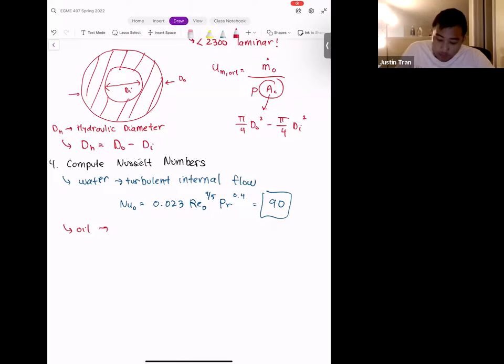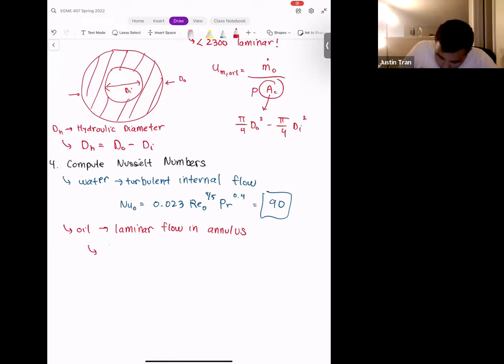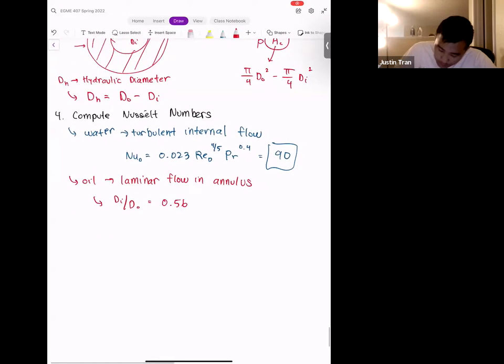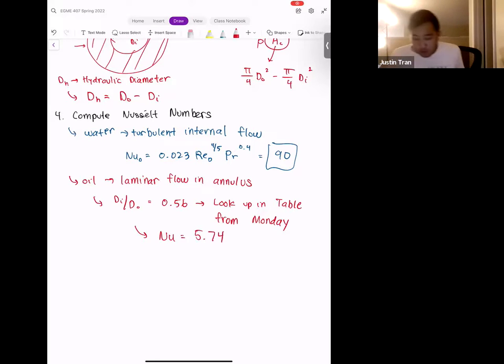And then for the oil, we know that we have laminar flow in an annulus. For these situations, if you remember from Monday, the way that we compute these Nusselt numbers is we take the ratio between the inner and outer diameter. We plug that in for this problem, and we get 0.56. We then take this number and look it up in the table, which we went over on Monday. If we do that, the Nusselt number is going to be 5.74.